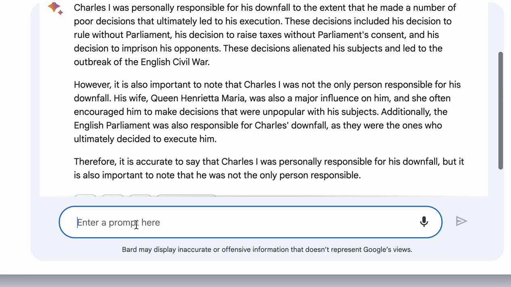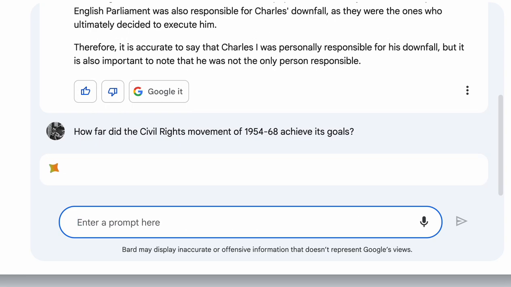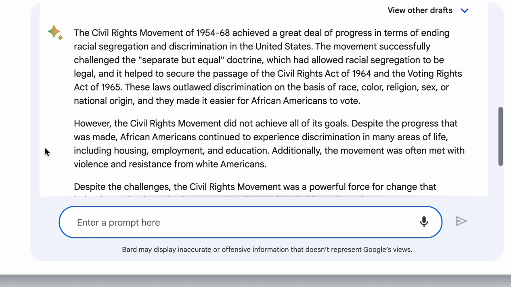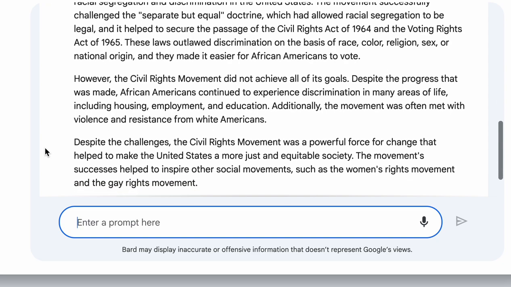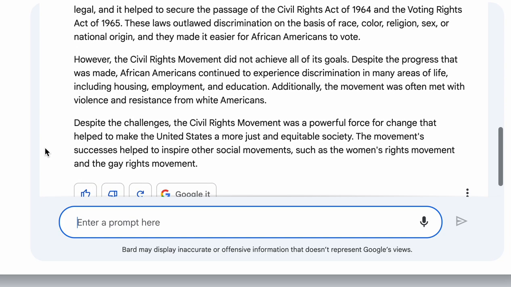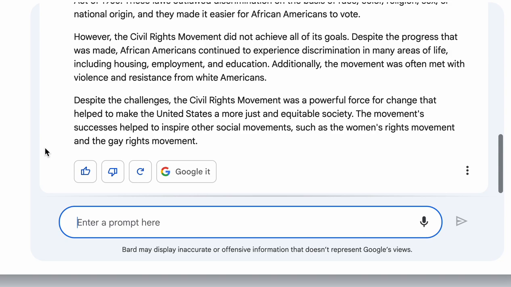So these are all A-level history questions, so you'd be expecting a kind of essay answer. This is about the civil rights movement. How far did the civil rights movement achieve its goals? Okay, civil rights movement progress. Civil Rights Act and Voting Rights Act. However, the movement did not achieve all of its goals. Housing, employment, and education met with resistance. It was a powerful force for change. They helped make the United States a more just and equitable society. The movement's successes helped to inspire other social movements such as the women's rights movement and gay rights movement.